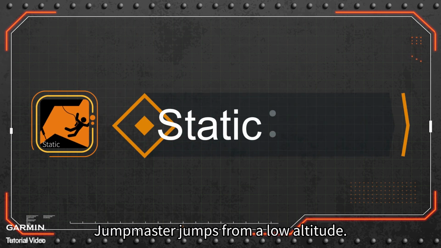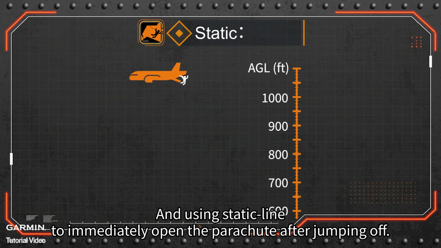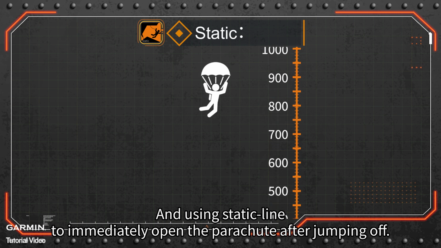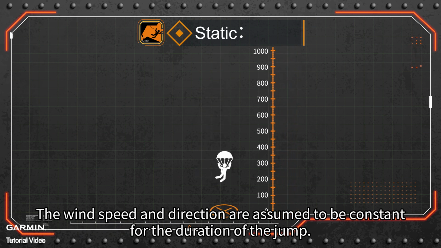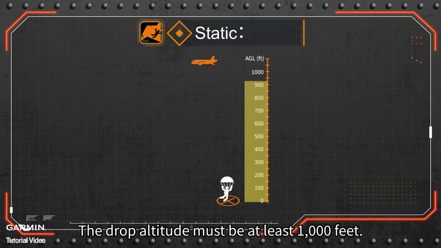Static. Jumpmaster jumps from a low altitude and uses a static line to immediately open the parachute after jumping off. The wind speed and direction are assumed to be constant for the duration of the jump. The drop altitude must be at least 1,000 feet.